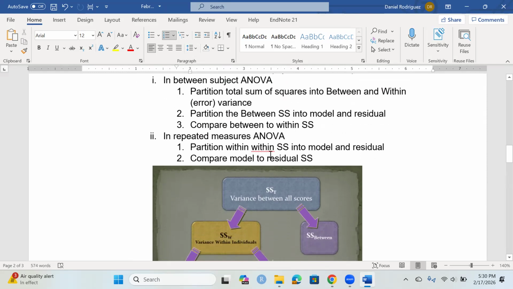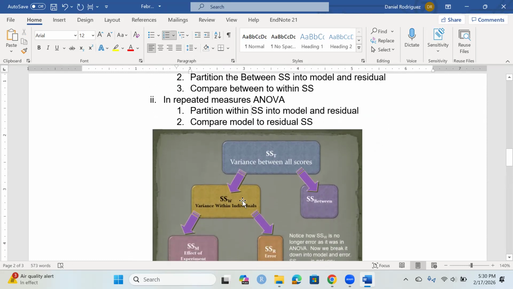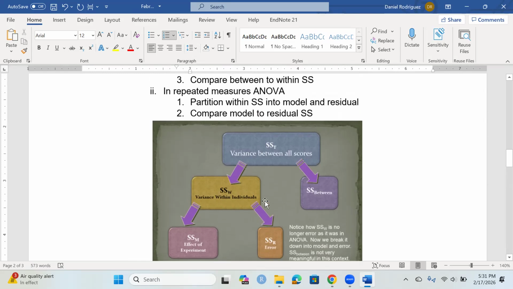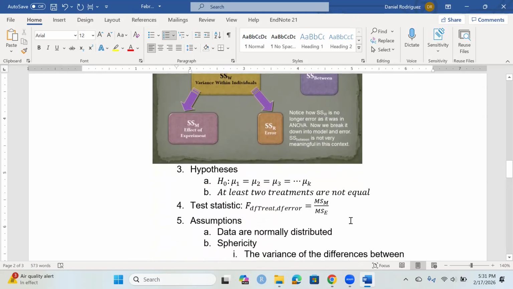In repeated measures ANOVA, we partition the within sum of squares into model and residual. So model would be the part that's due to whatever our model is. Our model would be how many different treatments we have, or time points we have, right? So we're proposing that that'll show why we have change. And then we have our error too. So we're not dealing with the between subjects sum of squares anymore. We're just looking at the within and partitioning that into the sum of squares due to the effect and then the error. And we'll use that to calculate our test statistic.